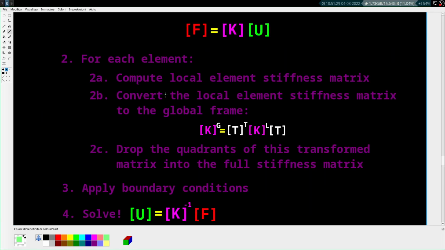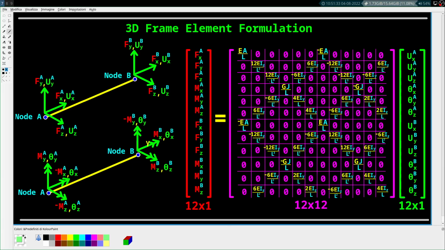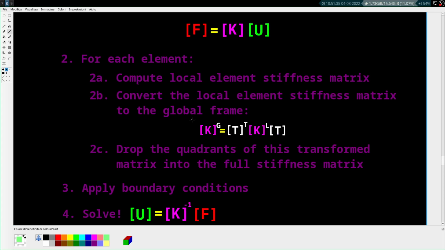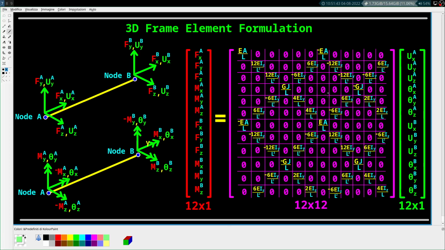Then what you do is you convert that local stiffness matrix into the global frame. So you take this 12 by 12 and you pre-multiply it by this T transpose, post-multiply by regular T, and you get this. So it's some weird version of this. It's going to look a little bit different. There's going to be different spots. But yeah, it's going to be basically this, but just rotated a little bit differently.